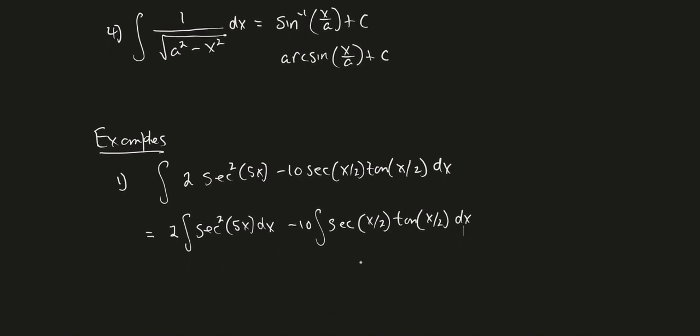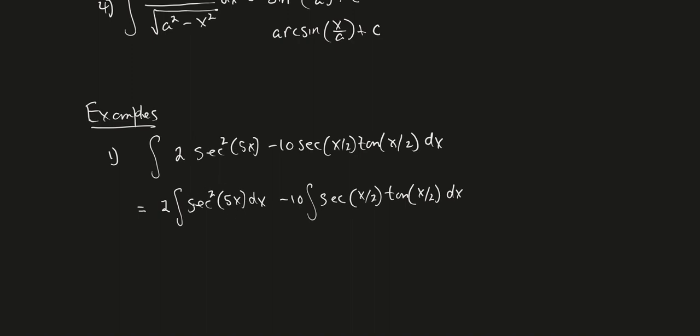Right? So you can see this one is set up perfectly for our secant squared, and we know that the antiderivative of secant squared is going to be tangent, but here I have this extra constant. So since I am anti-differentiating, I am going to divide by this constant instead of multiplying by the constant. So I end up getting 2 times 1 over 5 times the tangent of 5x, right? So that's from the first one. Bring down the minus 10.